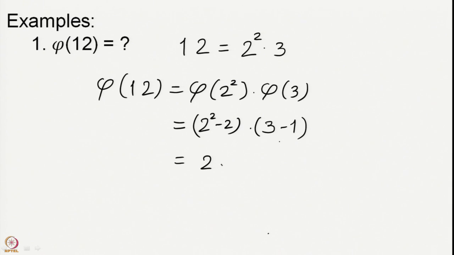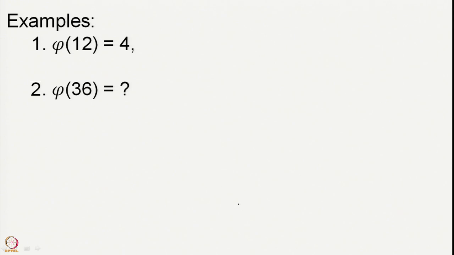So, we have 2 into 2 which gives us 4. So, phi 12 is equal to 4, quite a simple number. What is the phi value at 36? Going by some of the examples that we have done in the very first few lectures, I am going to give you a minute to think about this, and after your minute is up we will start solving this problem.